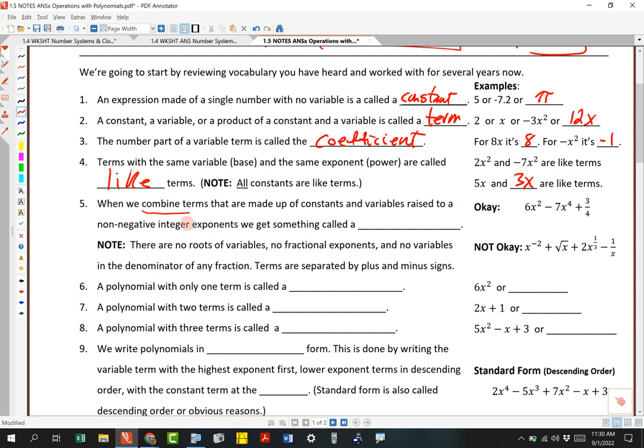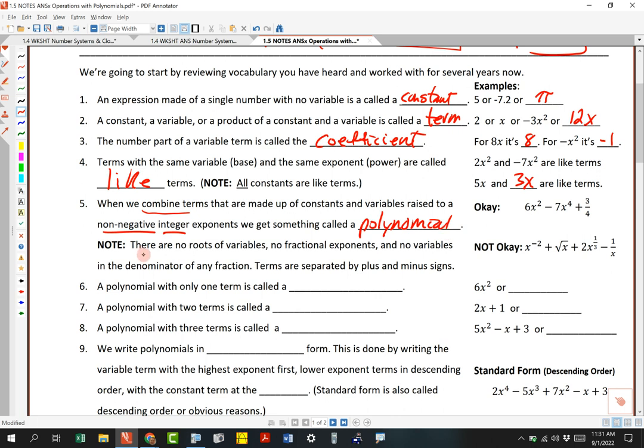And when we combine all these together, so if we take a bunch of terms that are made up of constants and variables raised to, would you underline, a non-negative integer exponent, then we get something called a polynomial. A polynomial. So it's kind of like polynomial. We don't really pronounce the Y like we should.